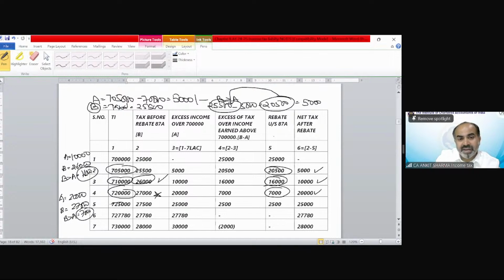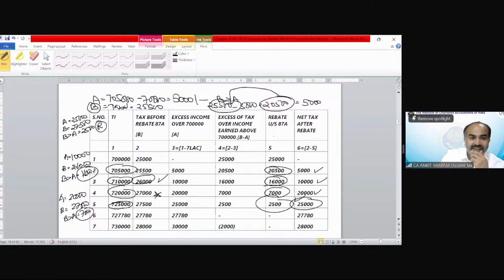Now if it's 7 lakh 25,000, the difference of A is 25,000. B, that means your tax liability, is 27,500. So B is exceeding A by 2,500. That is my rebate. You can see that. And the rebate deducted from the tax liability would be my final tax liability, 25,000.